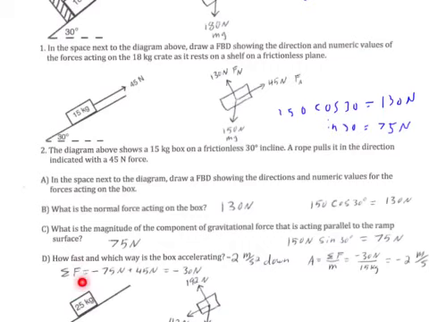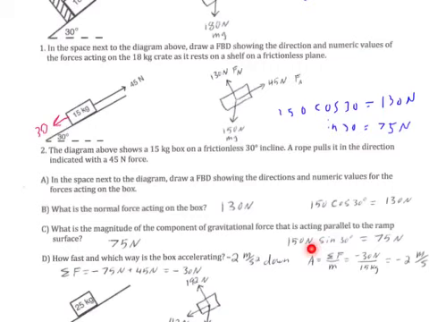So if we find the sum of the forces, we're going to say negative 75 plus 45 gives me negative 30 newtons. So I have 30 newtons acting in this direction here. I'm just going to draw this in. I have 30 newtons acting this way, which is what the net force is. And that 30 newtons is acting on this 15 kilograms.